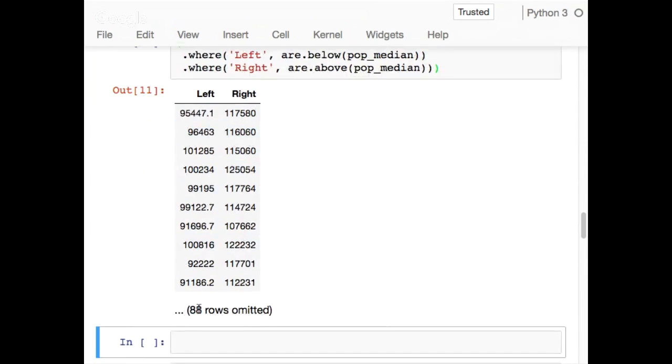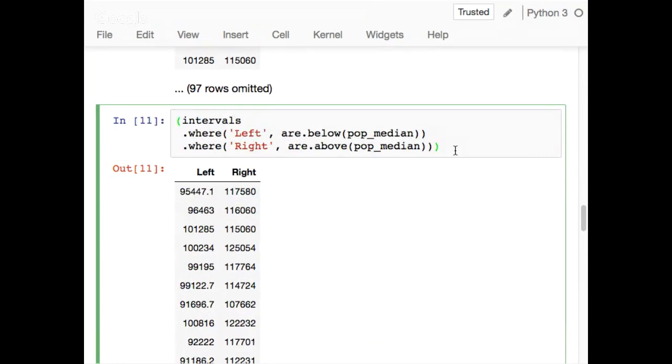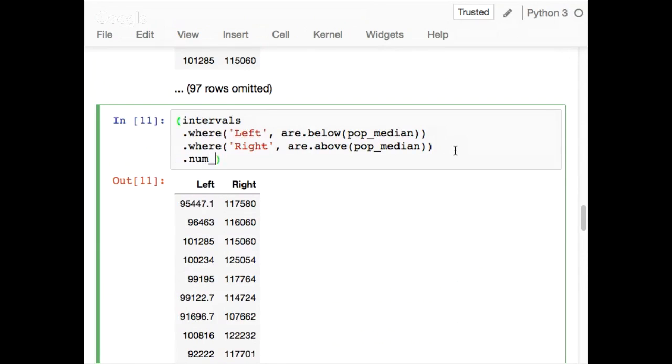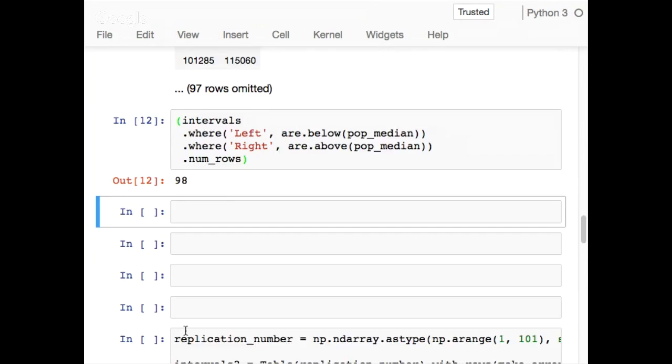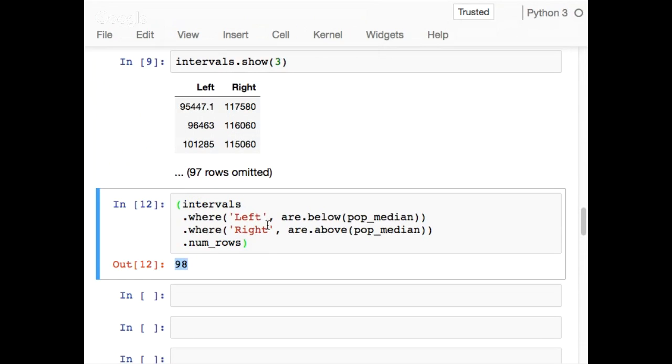I can look at how many rows there are. So let's take however many rows are in here. So dot num rows. 98 of my intervals contain the population median. Okay, so that means I did a total of 100 intervals. 98 of them contain my population median. So we say, okay, that seems pretty good. 98% of the time, according to this simulation, we're going to get an interval that contains the population median.